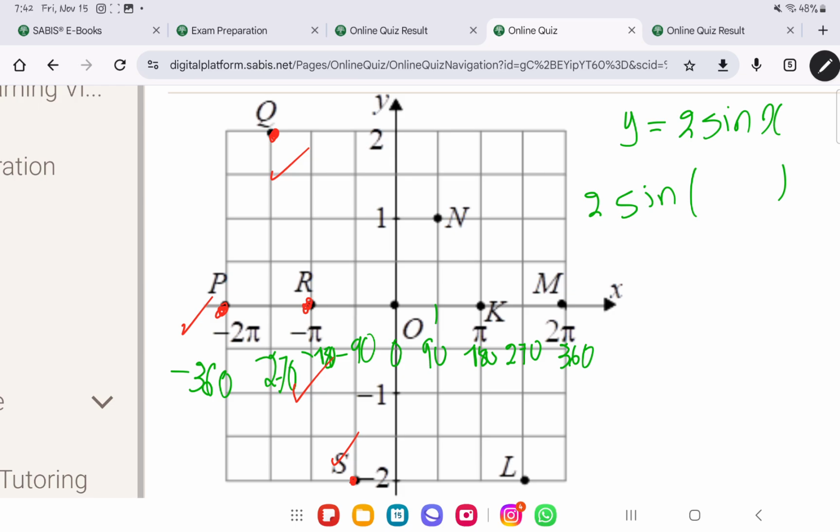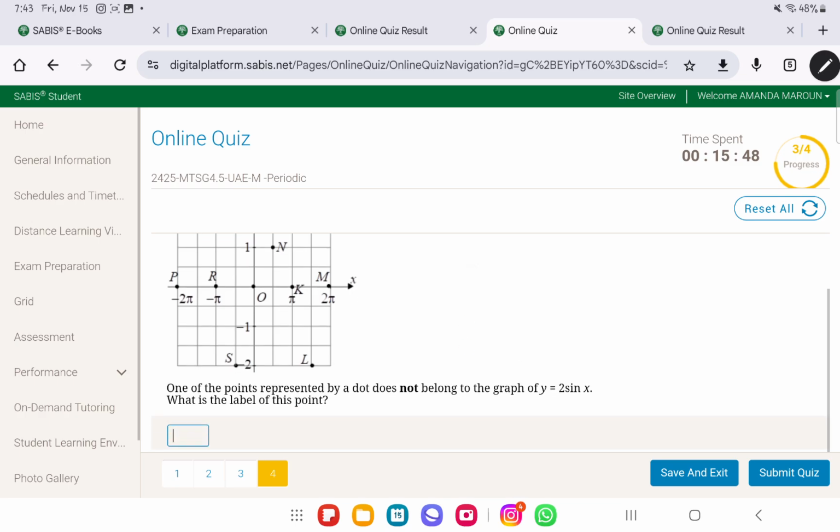Correct. Then 2 sine 0. I believe it's 0. Yes, it is 0. Then 2 sine 90. Here we are supposed to have 2. They put it on 1, so definitely N is wrong. Then 2 sine 180 is 0. 2 sine 270 is negative 2 over here. And then finally 2 sine 360, it is 0 again. So the only incorrect point is point N.